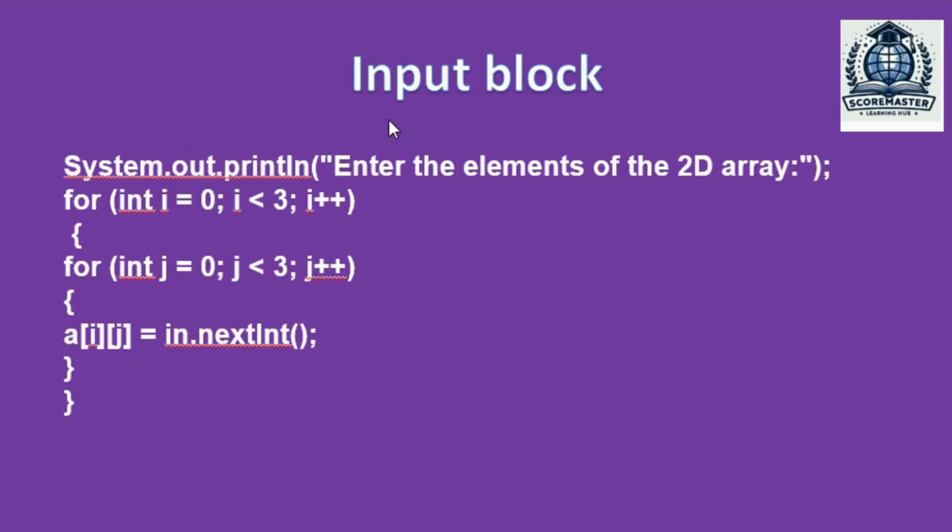Coming on to the next block, the input block, where we take the input, the same steps. i equal to 0 to 3, j equal to 0 to 3, and then a of ij is equal to in.nextInt. So this is the input block.